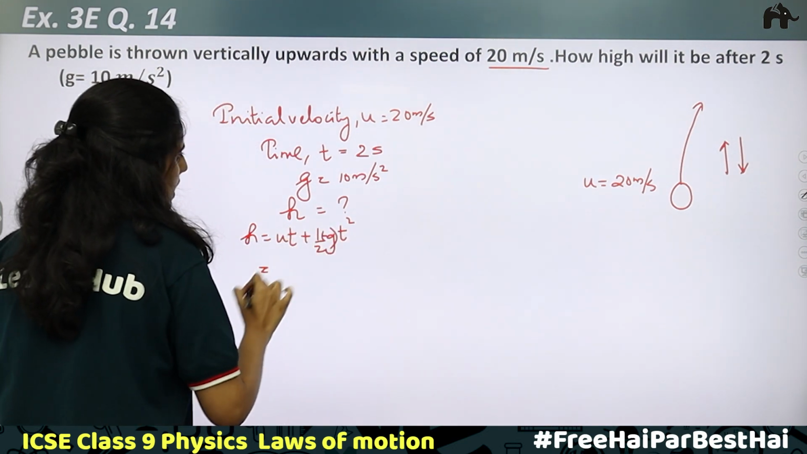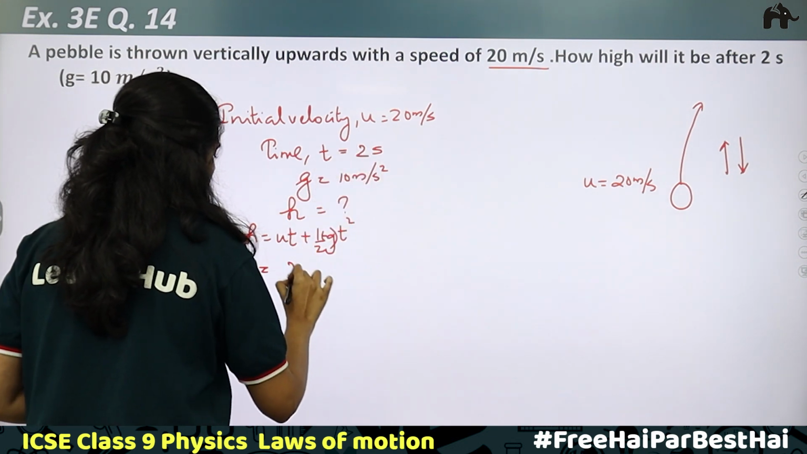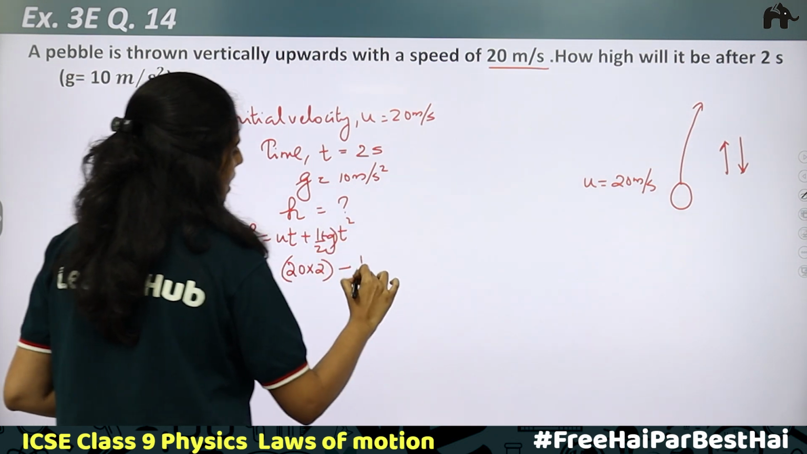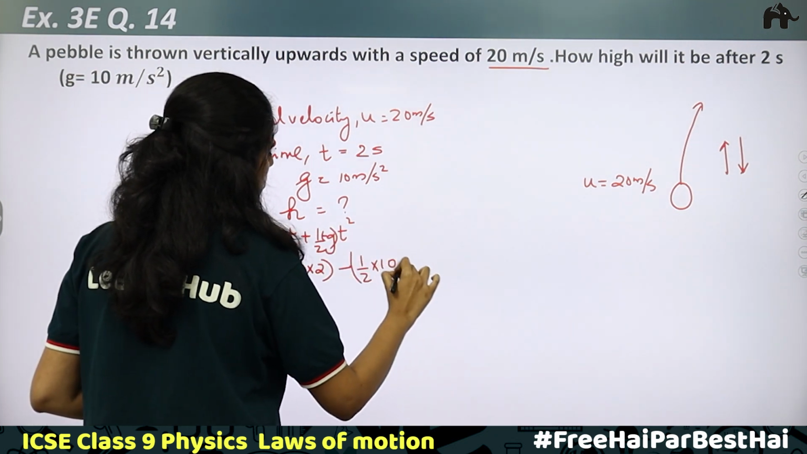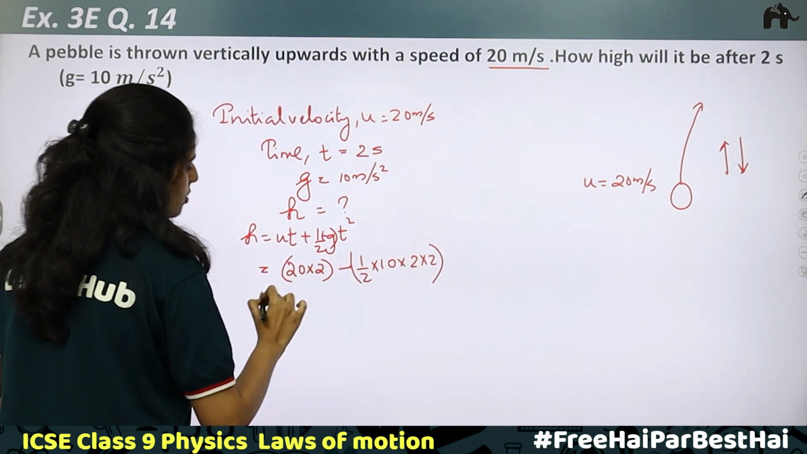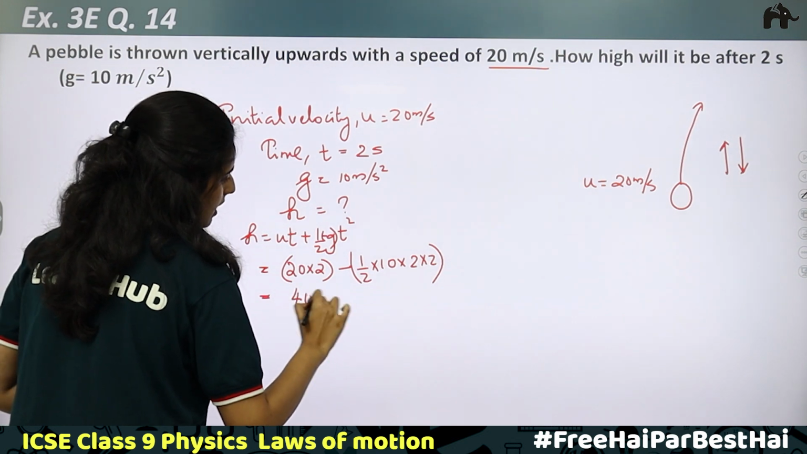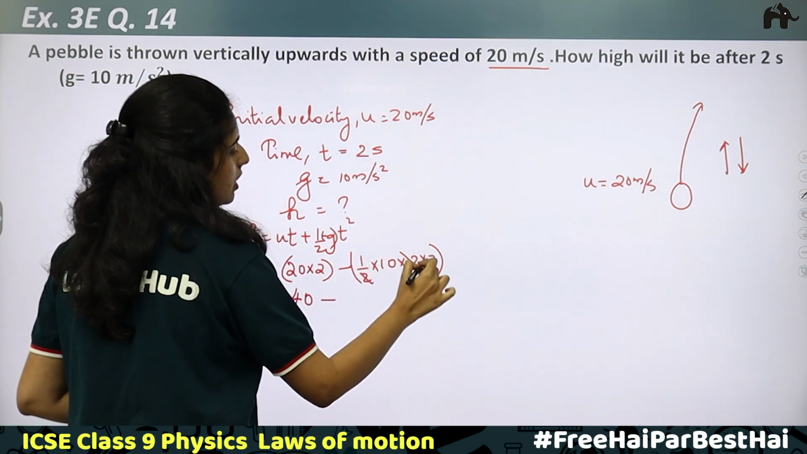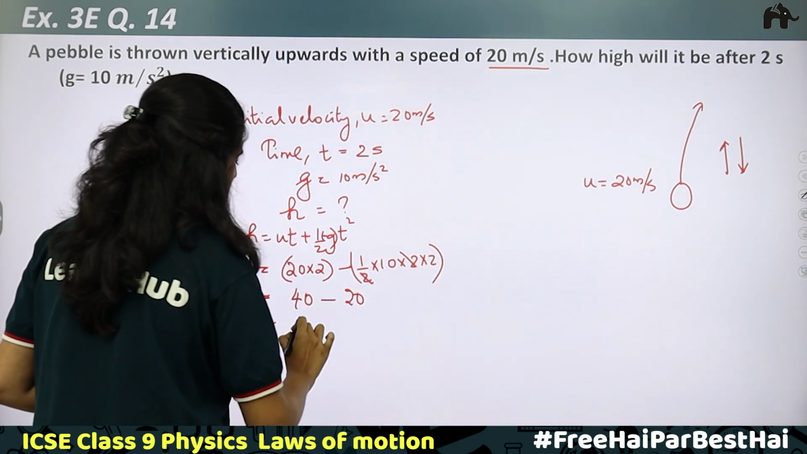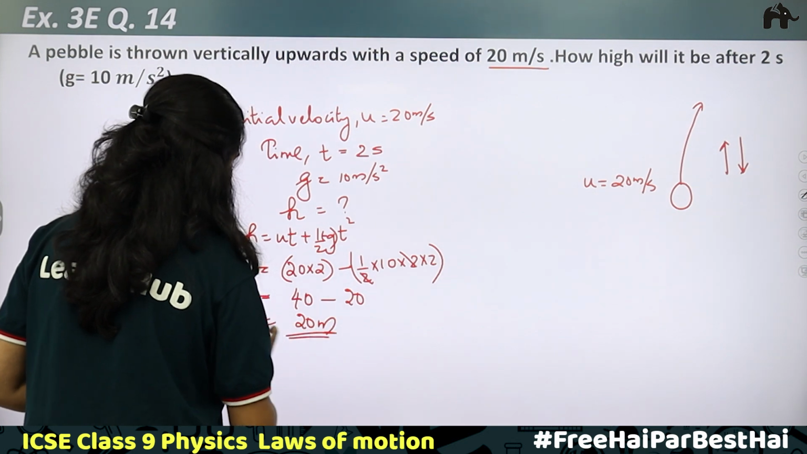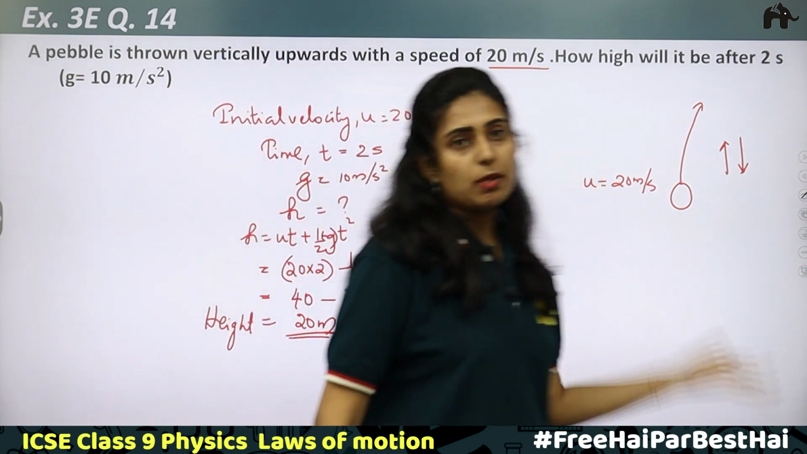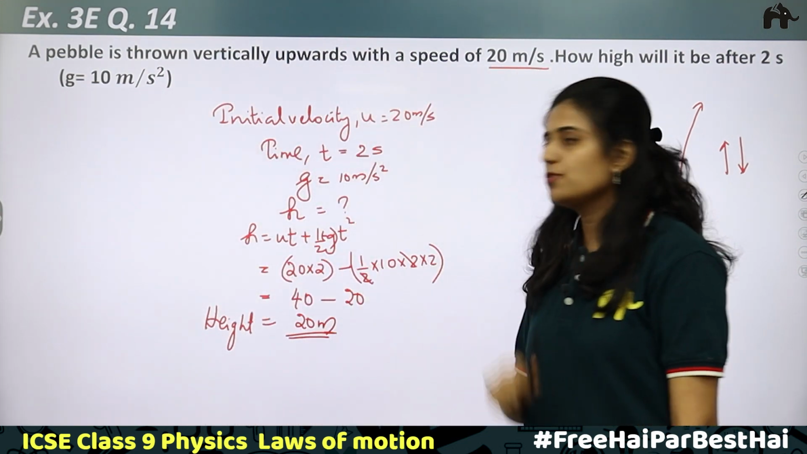That is equal to initial velocity u 20 into time t 2, minus half into 10 into t square, 2 square. 20 into 2 is 40, minus, the 2 gets cancelled, 2 into 10 is 20. Therefore, 40 minus 20 is 20. 20 meter is the height. So, after 2 seconds, the pebble will reach a height of 20 meters.